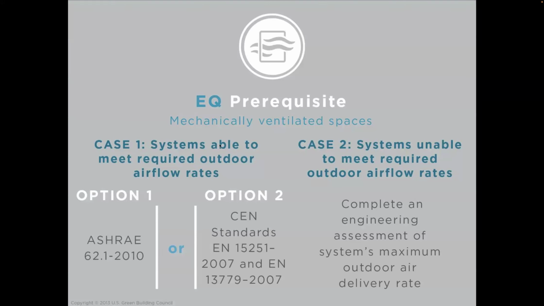All right, so your systems need to be able to meet the outdoor airflow rates. Again, these are based on ASHRAE 62.1. That's the ASHRAE standard, so that's going to control what your airflow rates are. And then EN standards are used for buildings outside the United States, in Europe. And then case 2, systems that are unable to meet the requirements: complete an engineering assessment of the system's maximum outdoor airflow. Again, there's work to do that. You basically have to have an engineer do that. So it's just easier to go and find out what the situation is, and usually improve the situation, which is basically opening up those doors and so forth. Those economizers is what we like to call them.